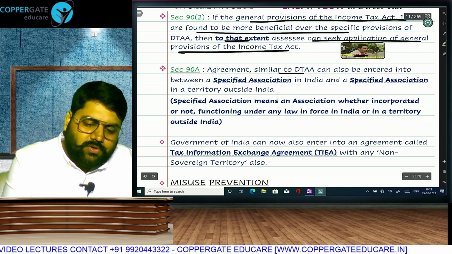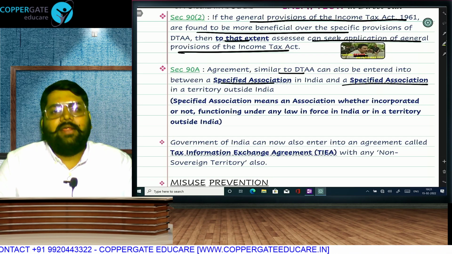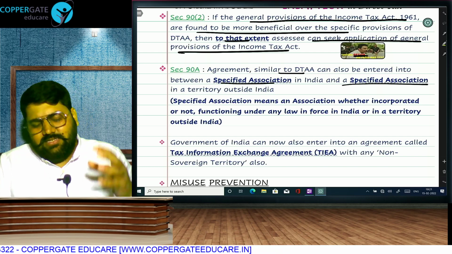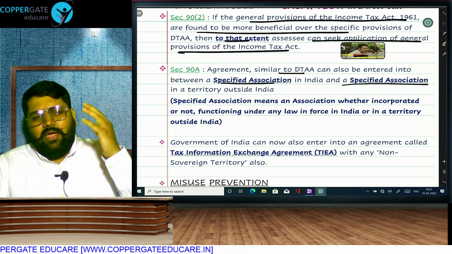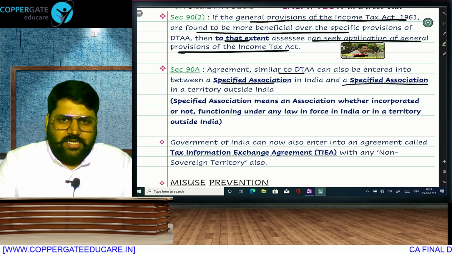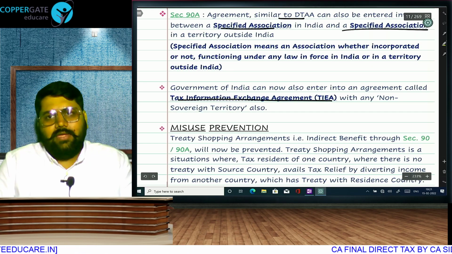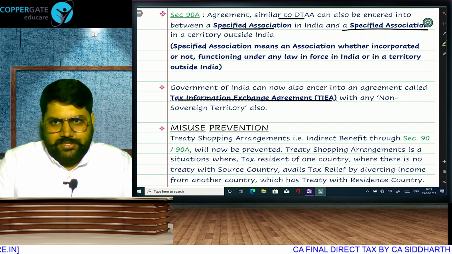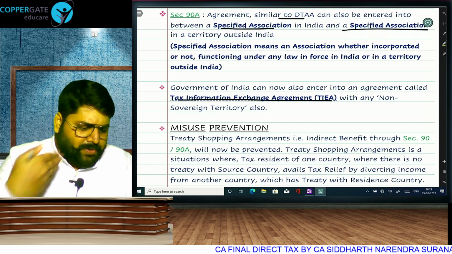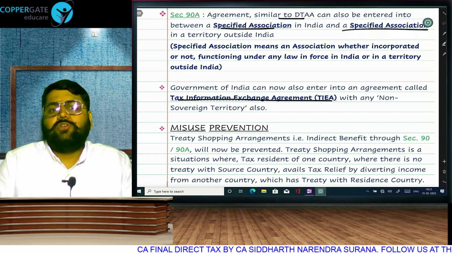Next, an agreement similar to DTAA can also be entered between a specified association of India and a specified association in a territory outside India. So, ICAI can have an agreement with AICPA or CMA Institute of UK or any of those institutes. Mumbai Police can have an agreement with Scotland Yard. We can have such agreements also. And now, Government of India can enter into something called TIEA also, Tax Information Exchange Agreement, with countries where there is no people control. In countries which are under the control of any kingdom, we can have TIEA, exchange of information.